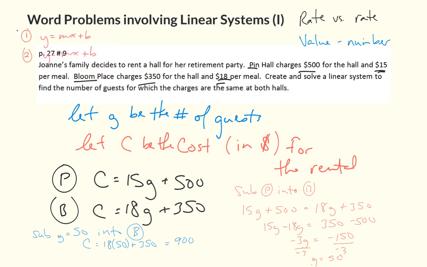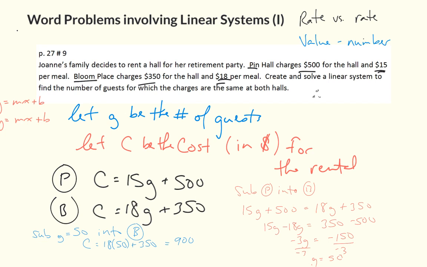Okay, and let's see. Maybe we need to first go back to the question and make sure we know exactly what we're answering. What did it ask? It says find the number of guests for which the charges are the same at both halls, right? And since we found the point of intersection, 50 guests costing $900, we found the answer to that. That's where they're both the same. And so we will fill in our therefore statement up here.